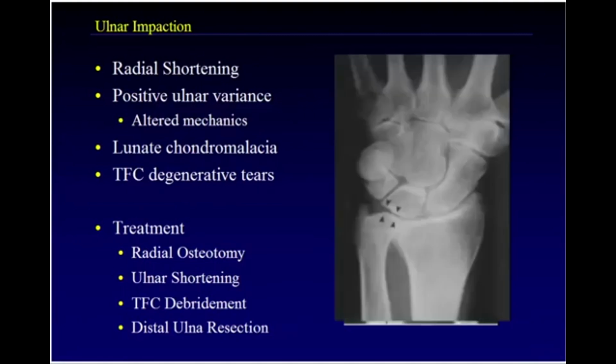And this is what it looks like here. The previous slide showed the normal radiocarpal anatomy, and here you have a patient that has an ulnar positive variance, and you see there's significant impingement on the lunate in the distal radius.